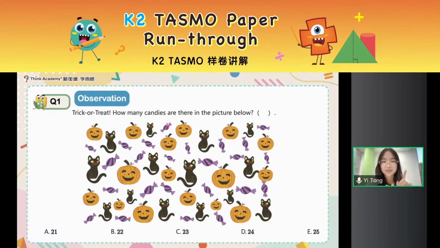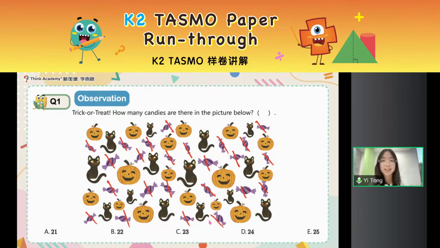Right, starting from 1, 2, 3, 4, 5, 6, 7, 8, 9, 10, 11, 12, 13, 14, 15, 16, 17, 18, 19, 20, 21, 22, 23, 24.